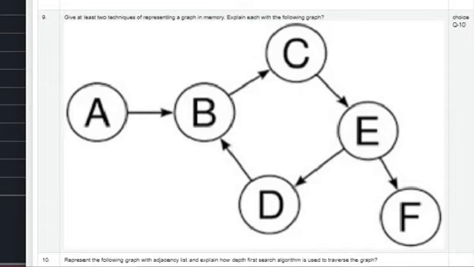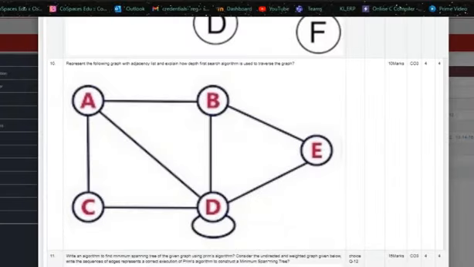Question 10. Represent the following graph with adjacency list and explain how DFS, depth first search algorithm, is used to traverse the graph. So, graph. Question number 10.